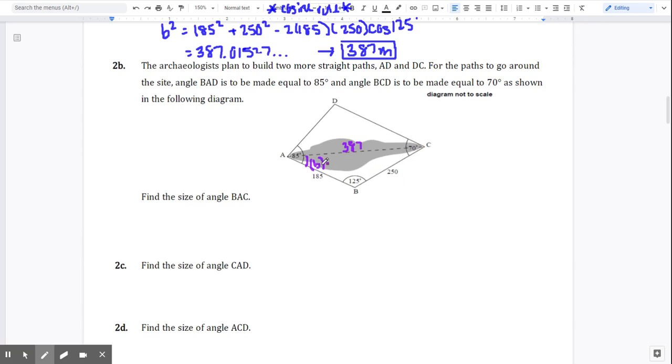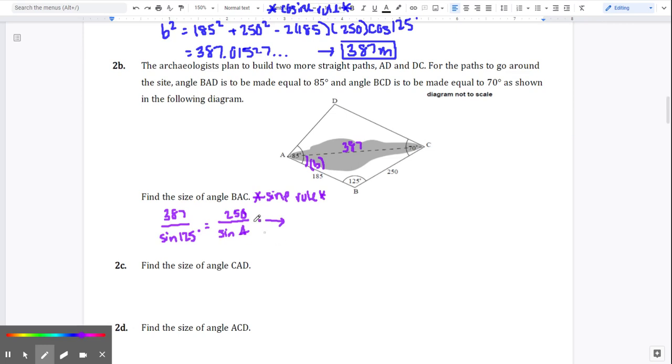So to find this smaller angle over here, I can use the sine rule this time, because I have angle B with the side across from it. I set up my sine rule: side B over the sine of angle B, equals side A, which is that 250, since it's still across from the angle I'm looking at, divided by the sine of, I'm just going to keep calling it angle A. You could also call it angle BAC.